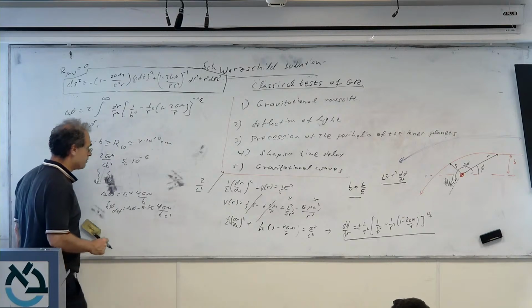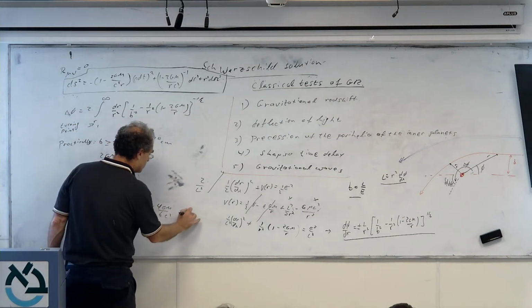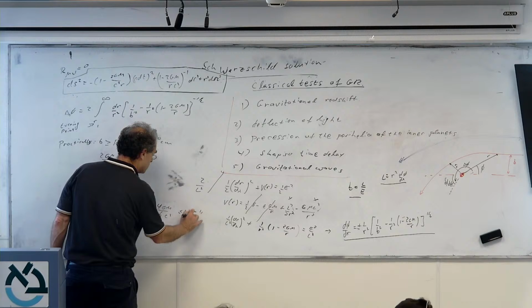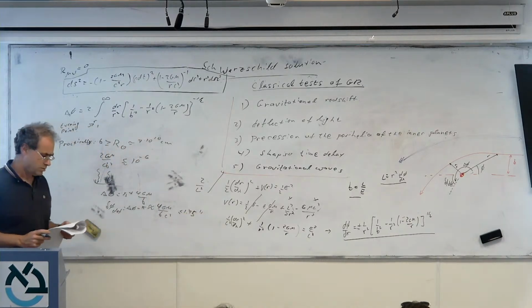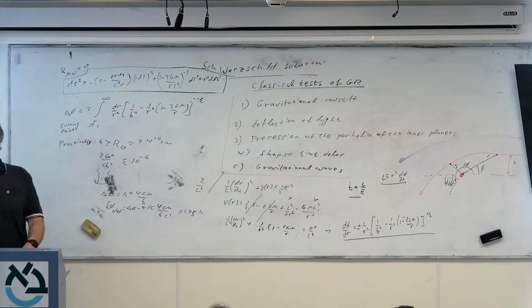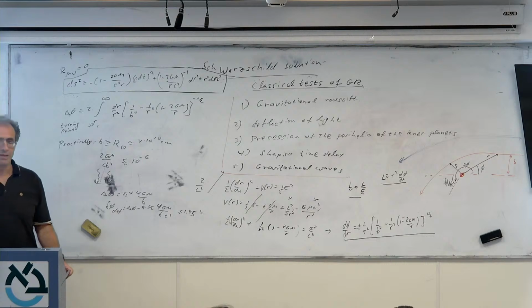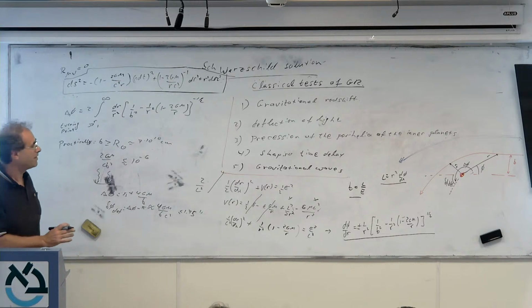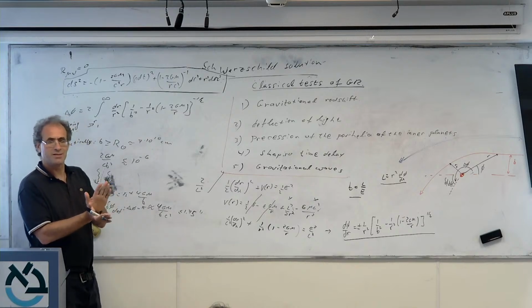That's a very small number. It's something like 1.75 arc seconds. Does anybody know what is an arc second? Good. Okay. What is an arc minute? Angles, right? So I have angles. How many do I have?